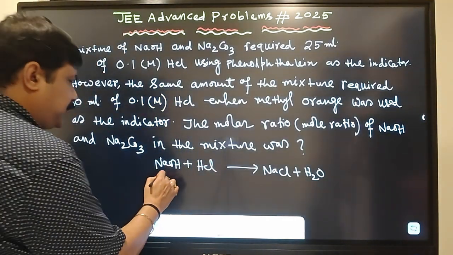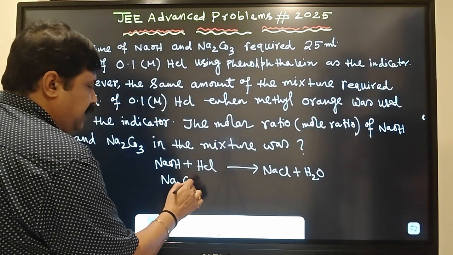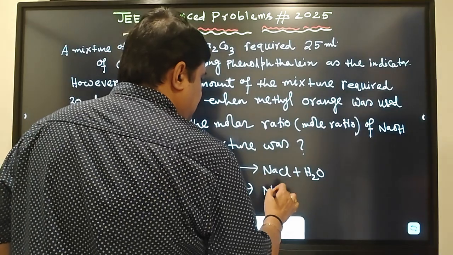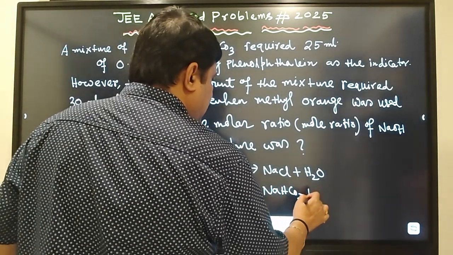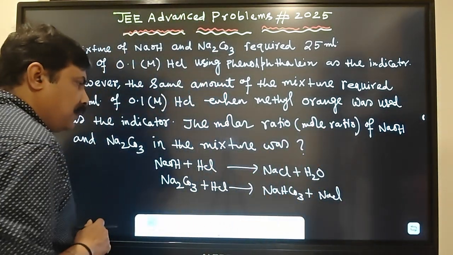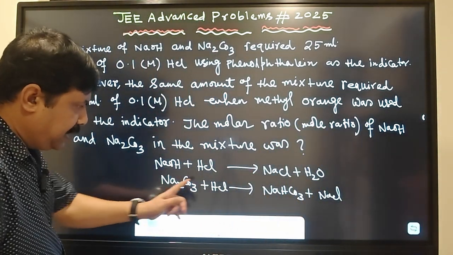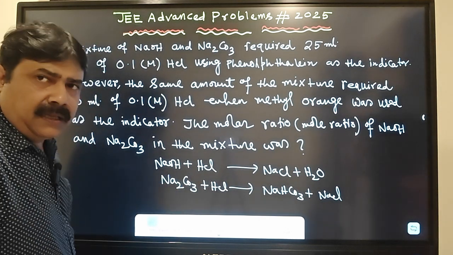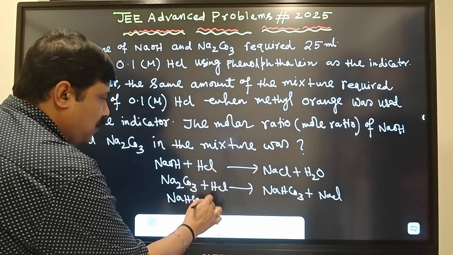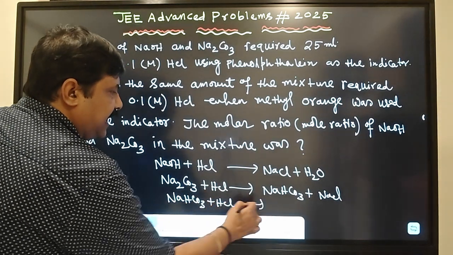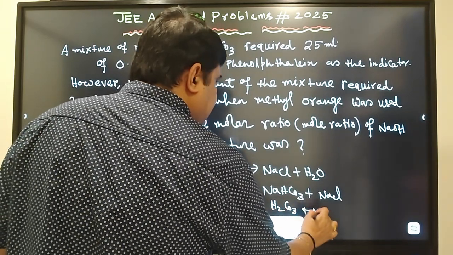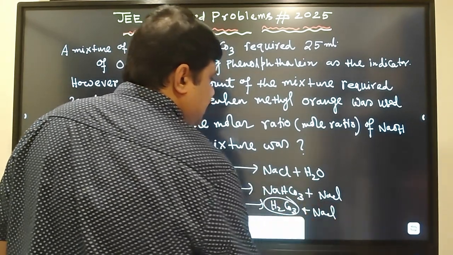But whenever Na2CO3 is there, the reaction occurs in a step by step manner. First it will react with the HCl and convert to NaHCO3 plus NaCl. This reaction will take place. In the second stage, out of 2 sodium, only one is replaced by H plus. Now when this NaHCO3 reacts with HCl, the reaction forms H2CO3 and NaCl, and this H2CO3 is an acid.